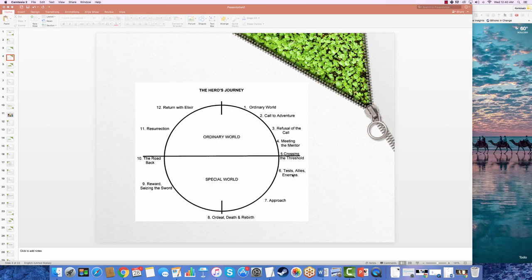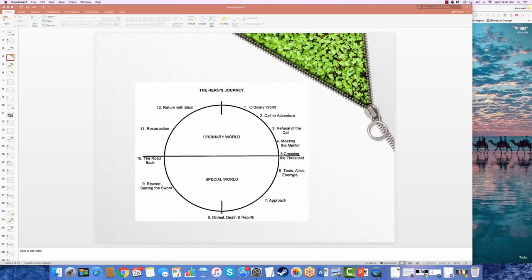The enemies are going to bring up challenges, they're going to bring up obstacles for the hero to overcome, and the tests themselves are more like physical environment or external things that aren't controlled by either the allies or the enemies, but still challenge the hero. And those things happen interspersed, so there's not just one instance of these; they happen all throughout the special world, and what happens next is called the approach.